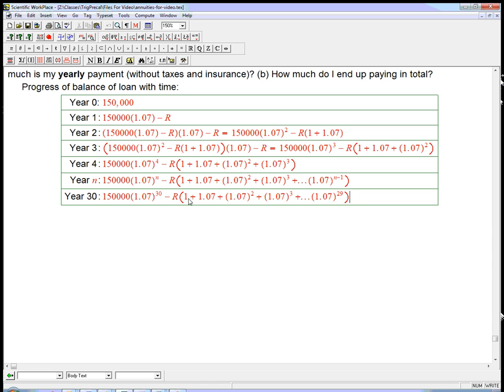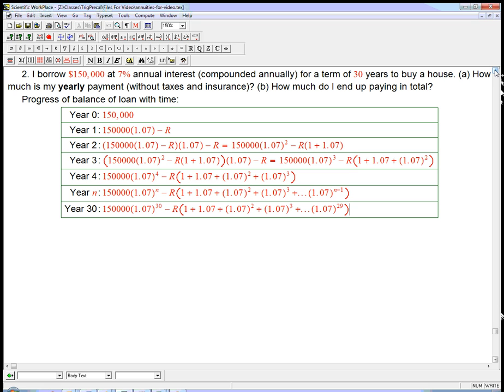Except right at year 30, what do we know about the amount we're supposed to owe? Think about that for a second. You might even want to pause the video. How much are we supposed to owe after exactly 30 years? It's supposed to be 0. Because it's supposed to be a 30-year mortgage. And now I can solve for R.